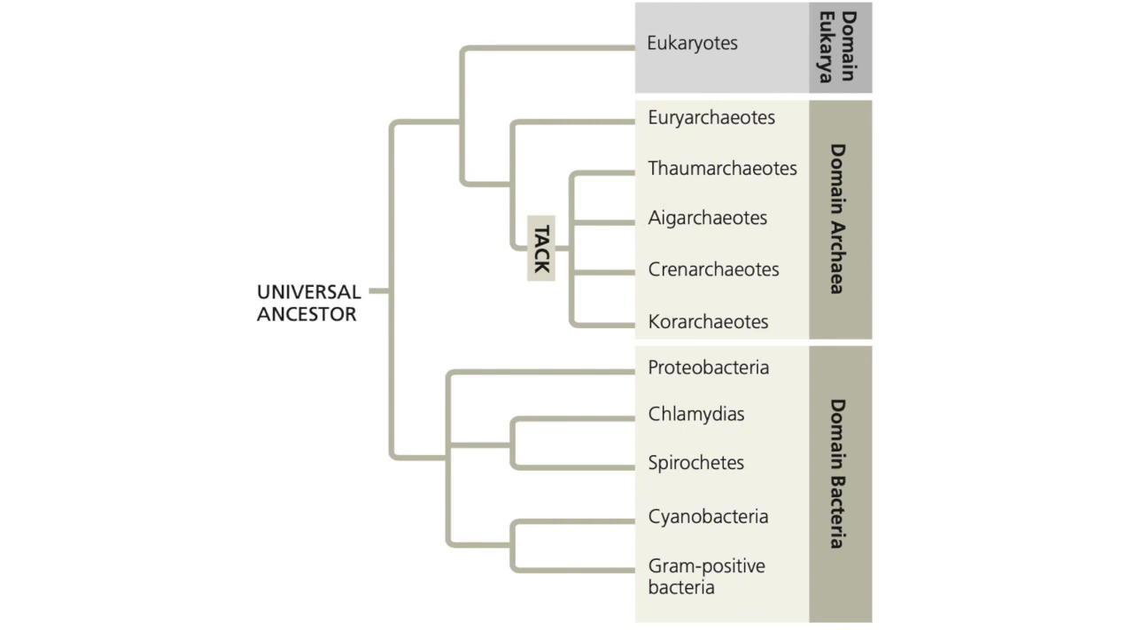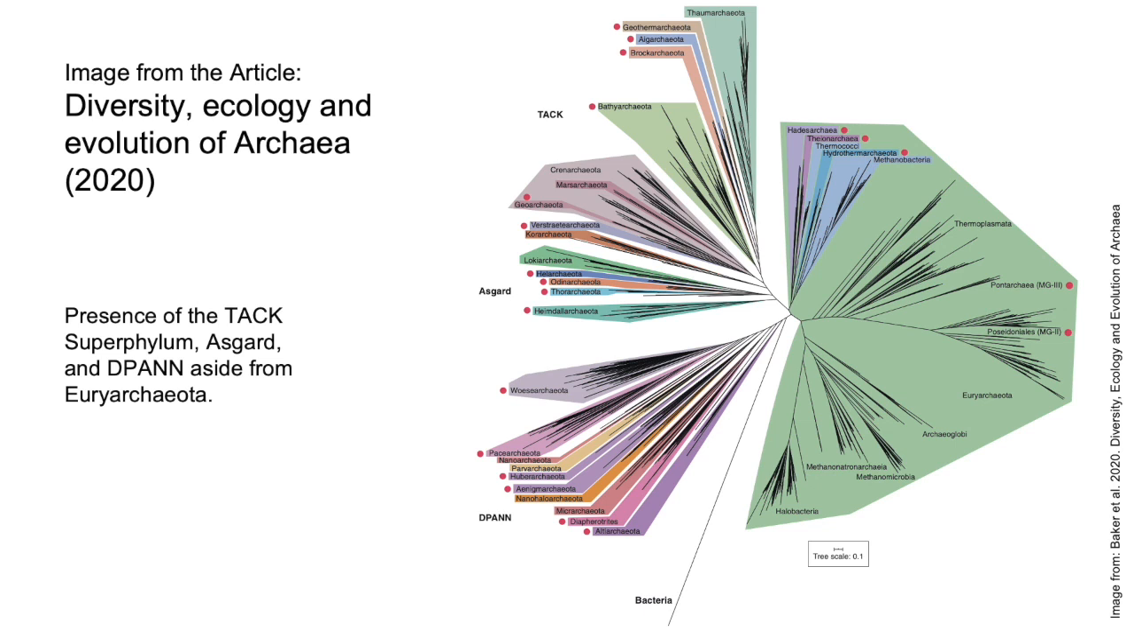To start our lecture, let us first look back into this phylogenetic tree from Campbell. Here you will see domain Eukarya, domain Archaea, and domain Bacteria. Notice that domain Archaea is divided into the Euryarchaeotes and the TACK superphylum. However, in a recent study by Baker and others in 2020, aside from the Euryarchaeotes, the TACK superphylum is also present, and other superphyla were proposed, including Asgard and the DPANN superphylum. We will be talking more about these different groups as we go along the video.